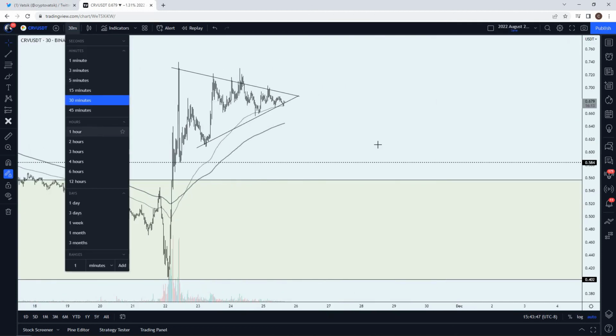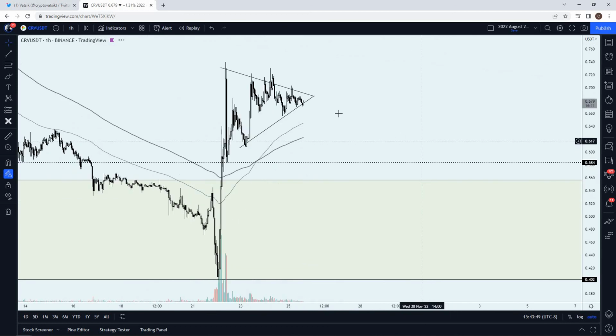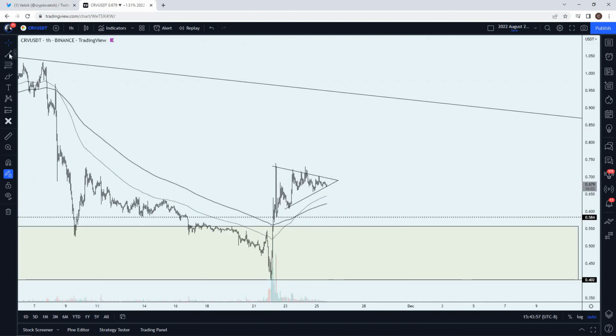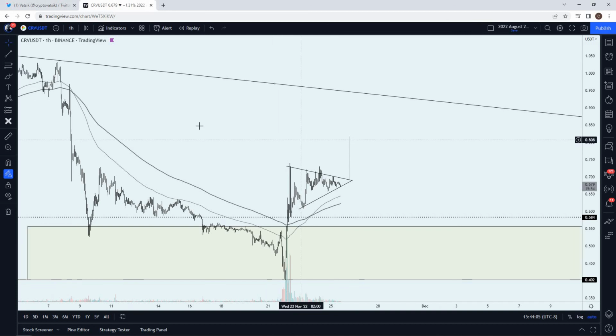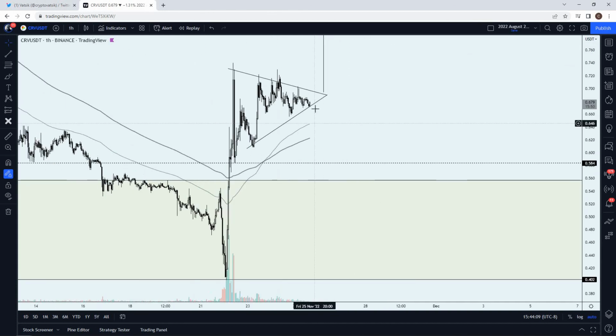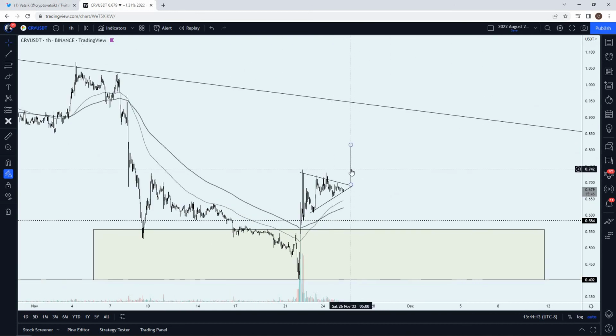Go to the 1 hour. Yeah, possibly a bull flag, bullish pennant. Target being roughly 80 cents. So yeah, we'll see. Unless this breaks down, you could play it like this if you wanted to. But really, like I said, I'd be looking for something like this.